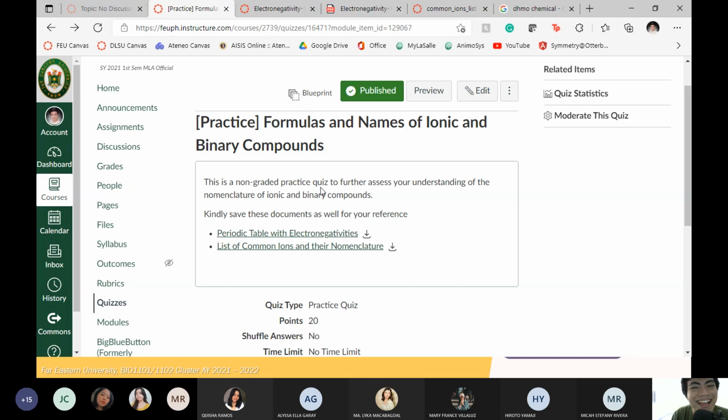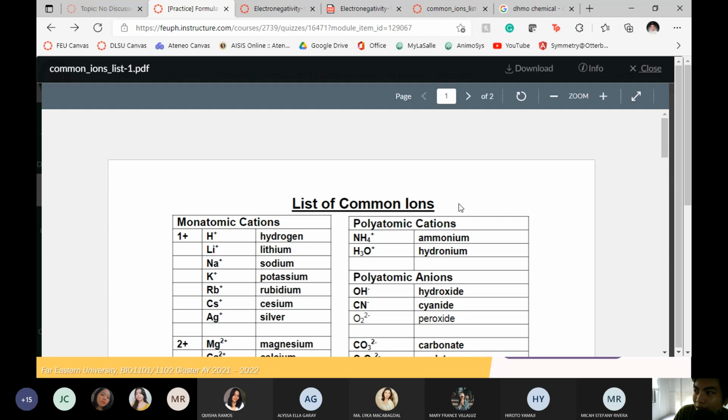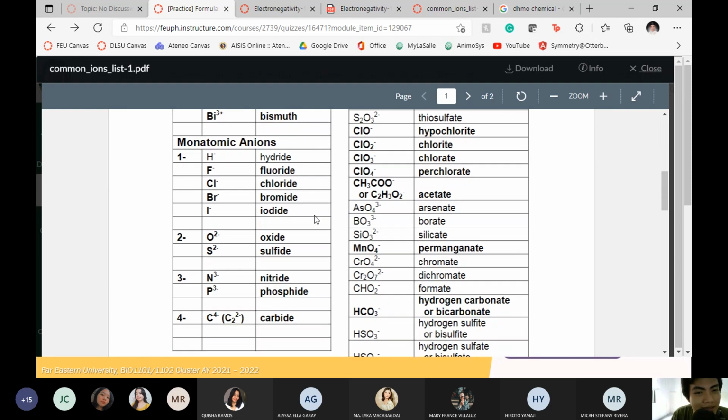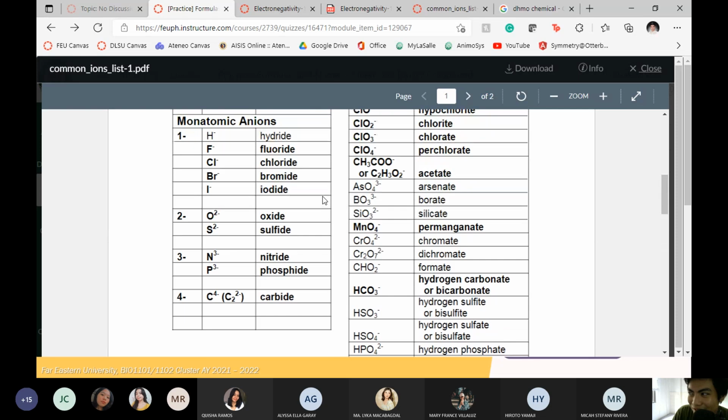And again, there are so many names. That's why it's okay for me if you write your cheat sheet with you. That's fine, because there are so many rules. That's why I also provided you with this ion list. So print this out, because there are so many rules in nomenclature.